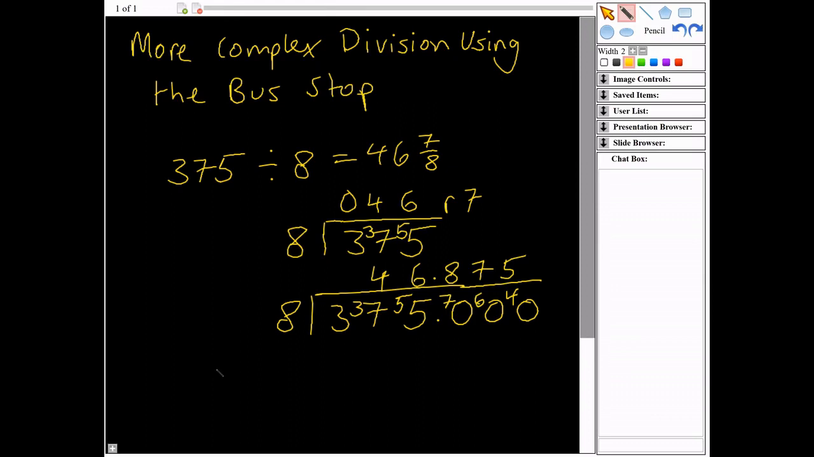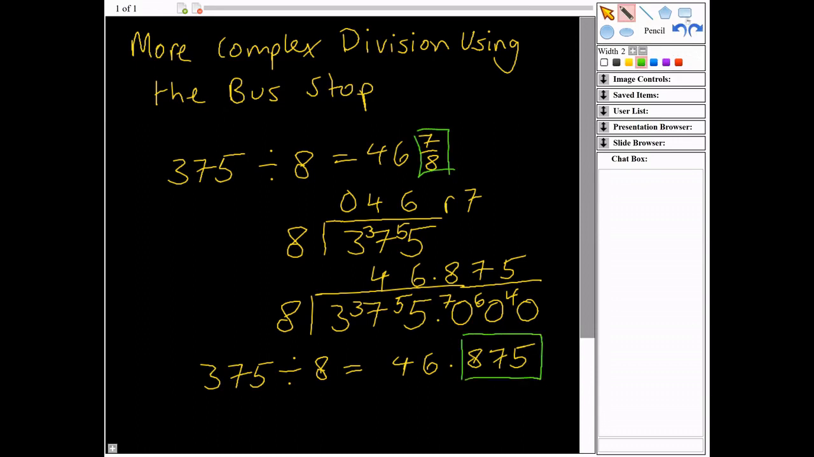So that is the way that I can get the answer as a decimal. So I can say that 375 divided by 8 is equal to 46.875. So either of those answers are acceptable. 46 and 7/8 is okay, or 46.875 is also okay. Now, what that's basically telling me is that this 7/8 here is equal to this 0.875 here. So I should probably put the decimal point there like that.